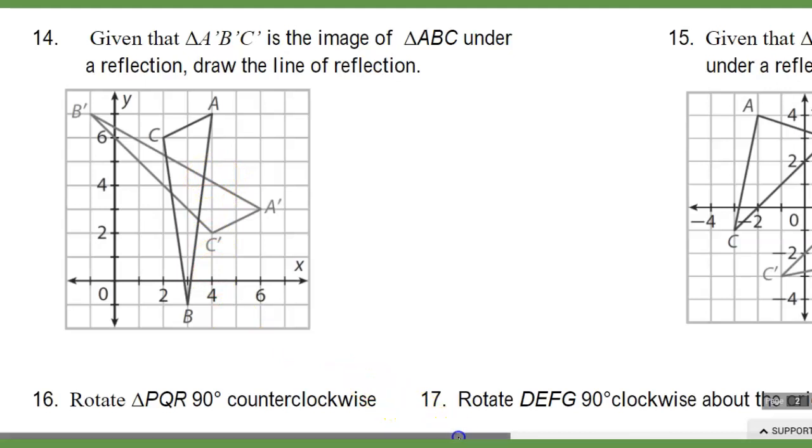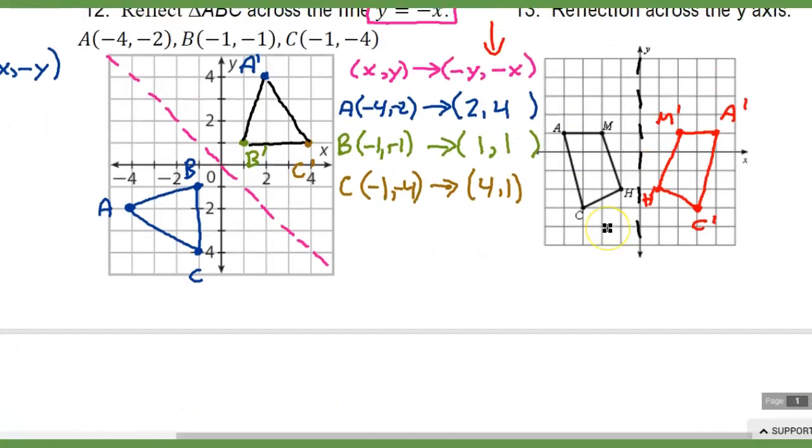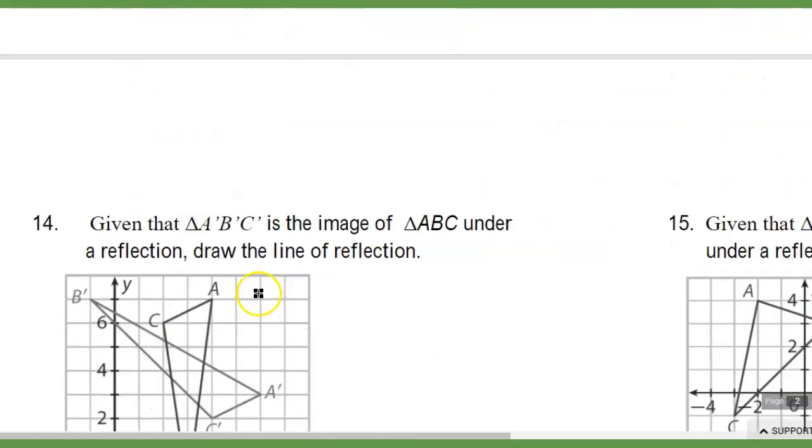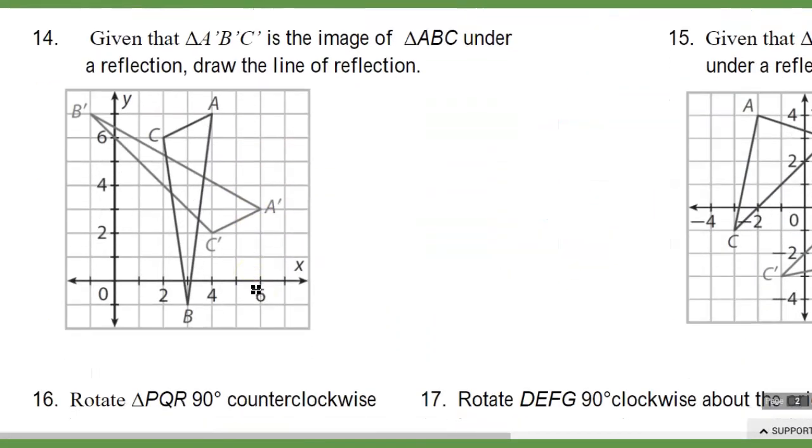Now, let's go back to the last problem to help us out. Notice how the line of reflection goes down the exact center of each of these. It's in the exact middle of H and H prime, M and M prime, and so on. So it's like the line of reflection is a midpoint. There's a bunch of midpoints. So that's what we're going to do here. Since we have both images, we're going to find the midpoint at least 2 times to draw that line.